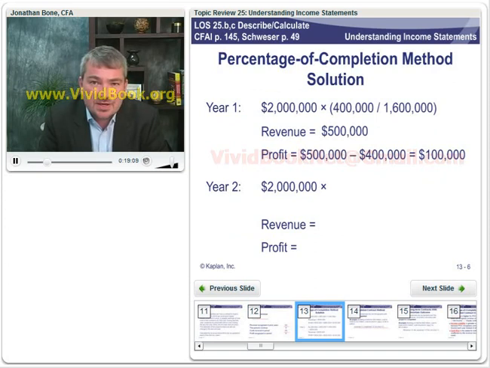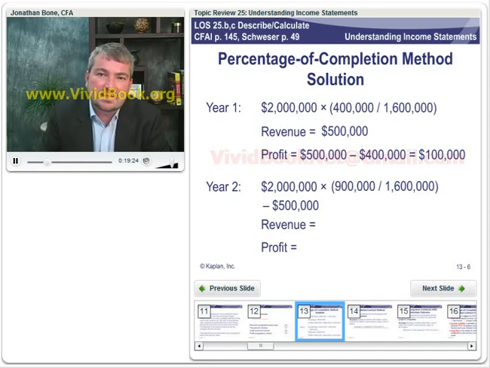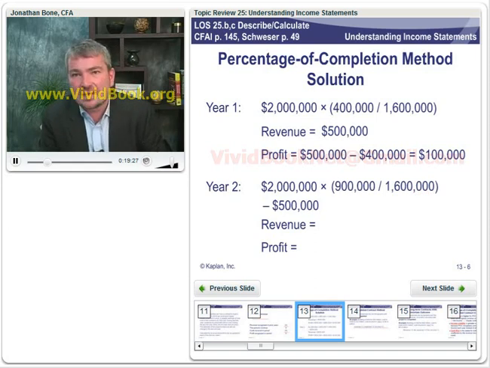Okay, in year two, we're going to take our $2 million contracted sales price and multiply it by the cost incurred to date. $400,000 in year one, $500,000 in year two, so $900,000, and it's going to be $900,000 over the total cost of $1.6 million. Okay, let's see what figure we get from that. I'm just going to quickly do it on my calculator. So 9/16, 900,000 over 1.6 million times our 2 million contracted selling price, and we get $1.125 million. Be careful. This is the cumulative revenue that we should have recognized to date.